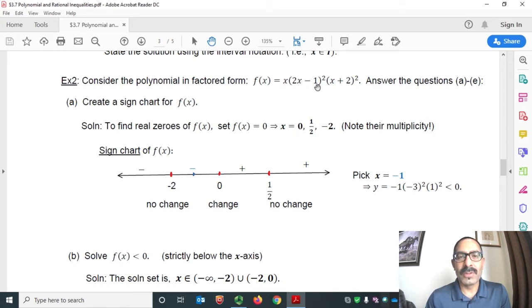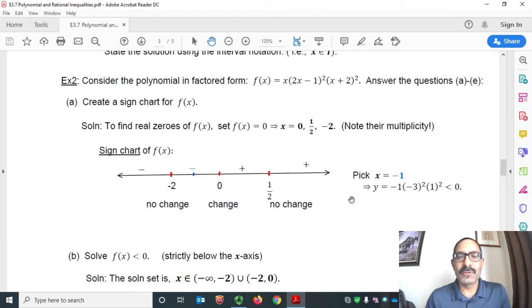Here 2x minus 1 equals 0, so x equals 1/2. By the way, x equals 1/2 has multiplicity 2. And the third zero is x plus 2 equals 0, which gives us x equals minus 2 with multiplicity 2. So here we have 3 zeros: x equals 0 has multiplicity 1, x equals 1/2 has multiplicity 2, and the third one is x equals minus 2 with multiplicity 2. I hope this makes sense to you all.